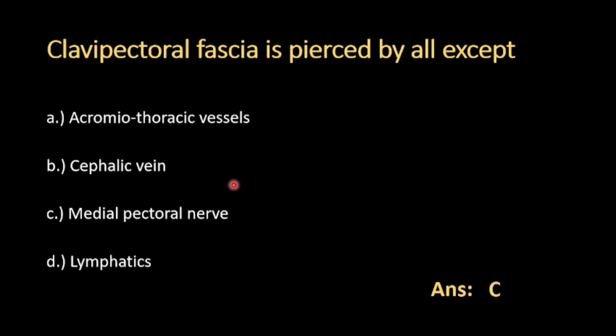So the answer for the question we discussed initially is C, medial pectoral nerve; the clavipectoral fascia is pierced by all except the medial pectoral nerve. It is not the medial pectoral nerve, it is the lateral pectoral nerve.